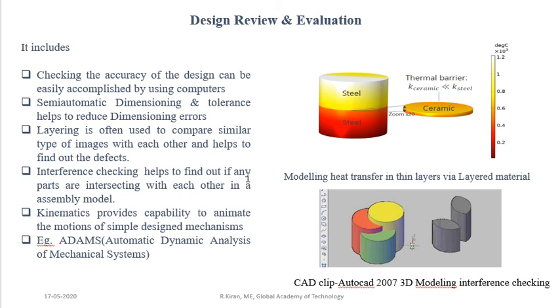And also we can perform kinematics, and kinematics will provide the capability to animate the motions of simple design mechanisms. That can be an Ackermann steering gear mechanism. Any sort of mechanism can be animated easily with the help of kinematics. For example, by using ADAMS software, that is, Automatic Dynamic Analysis of Mechanical Systems, we will be able to find out the different modes of vibrations induced along the component. So this is what we mean by the design review and evaluation technique.